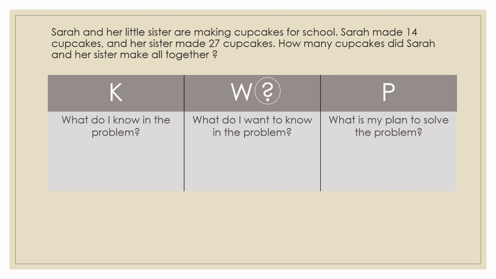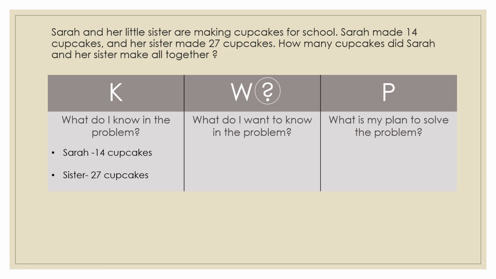First, I'm going to start with my K. What do I know in the problem? To figure out what I know in the problem, I'm going to go back to the problem and see what it tells me. When I go back to the problem, I see that Sarah made 14 cupcakes and her sister made 27 cupcakes. So I'm going to write that in my K.